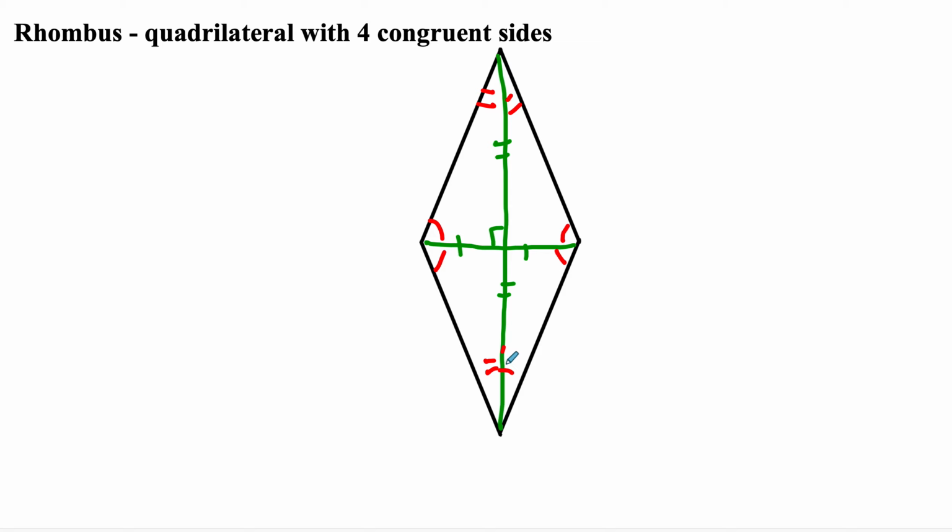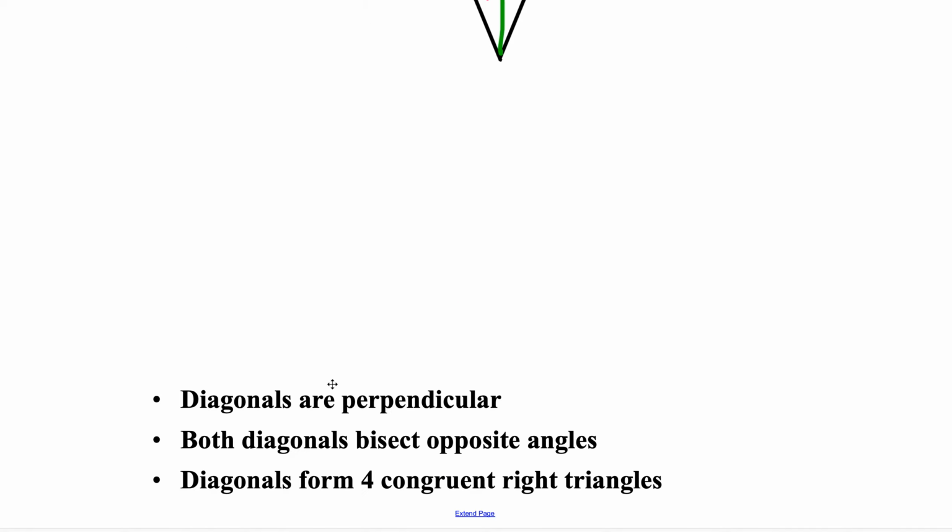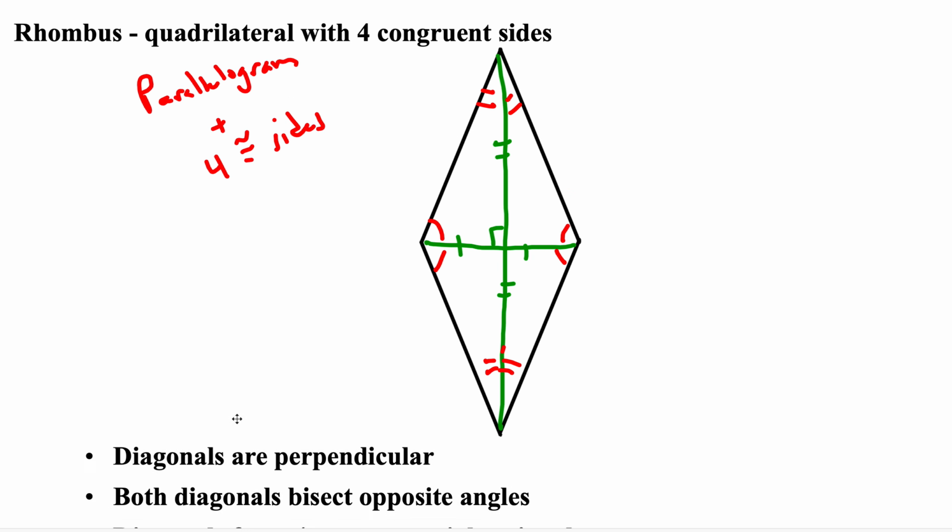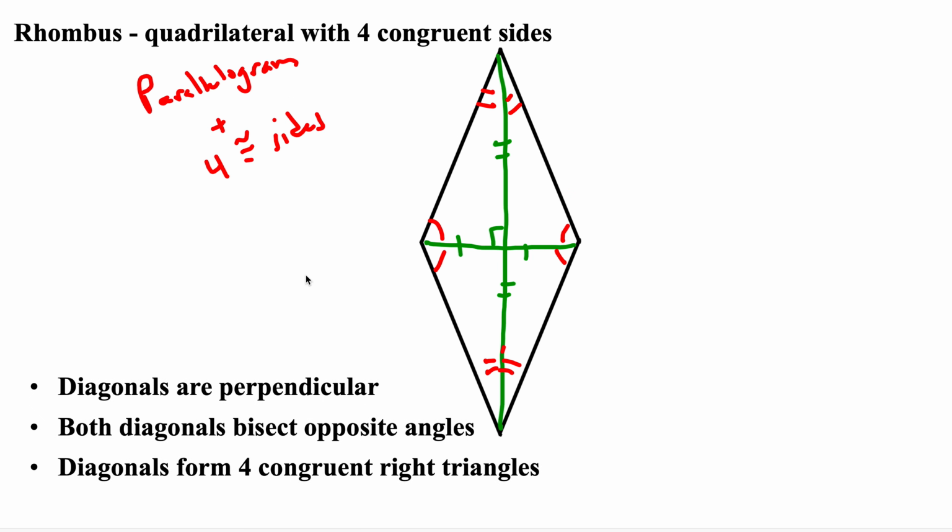Now, if you look carefully, you can see 1, 2, 3, 4 congruent right triangles there too. So there's a lot of stuff going on with the rhombus, but if you think of it as a parallelogram, then you know that it has all those properties plus the 4 congruent sides, and then it gets all these bonus features from the diagonals. But they are similar to a kite. If you look at it, it kind of makes a little bit of sense based on the shape.